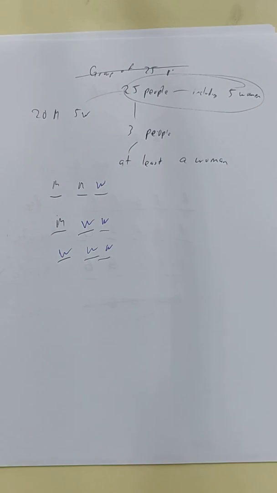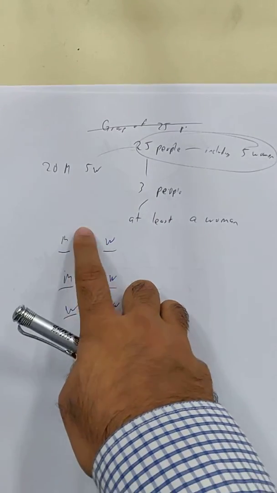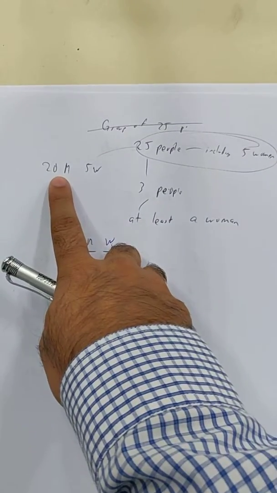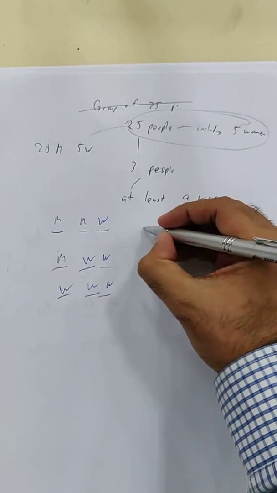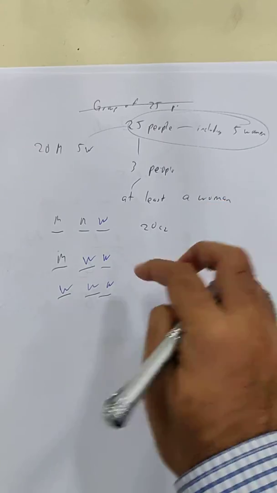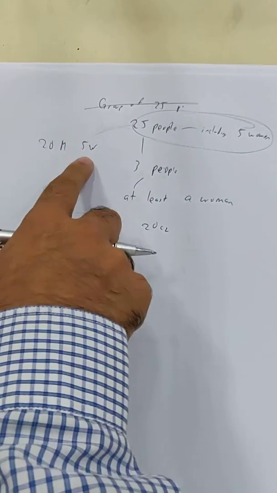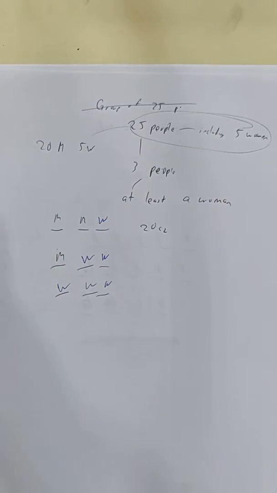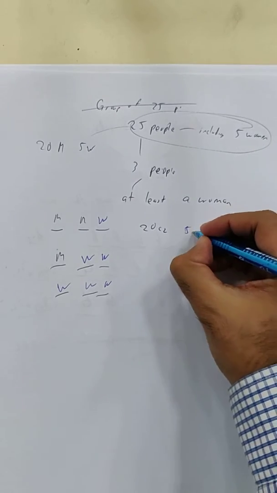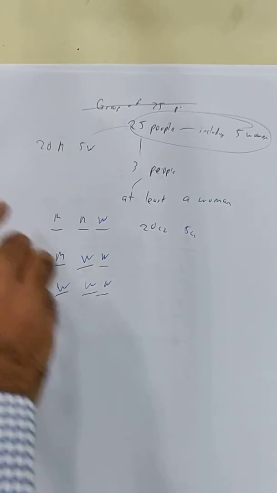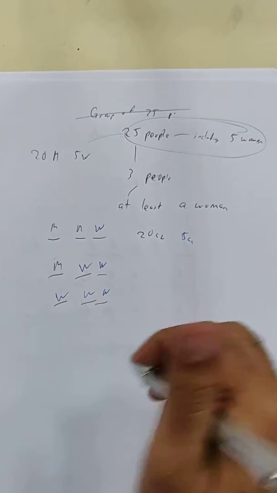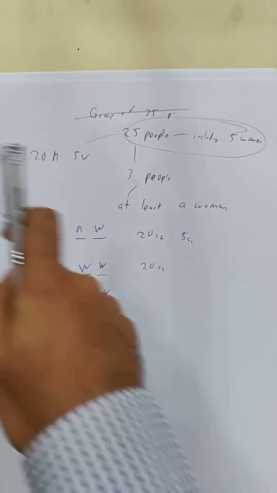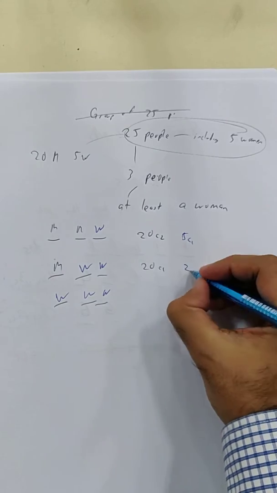So how do we calculate them? How many men do I have? How many do I need? So 20C2. How many women do I have? How many do I need? So, what about here? How many men do I have? How many do I need? 20C1, 2C1.